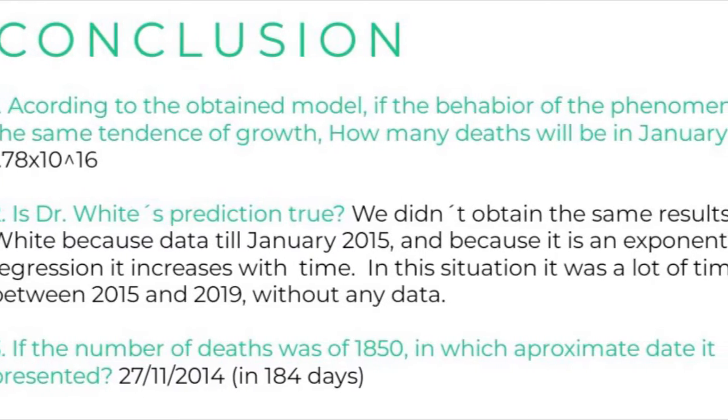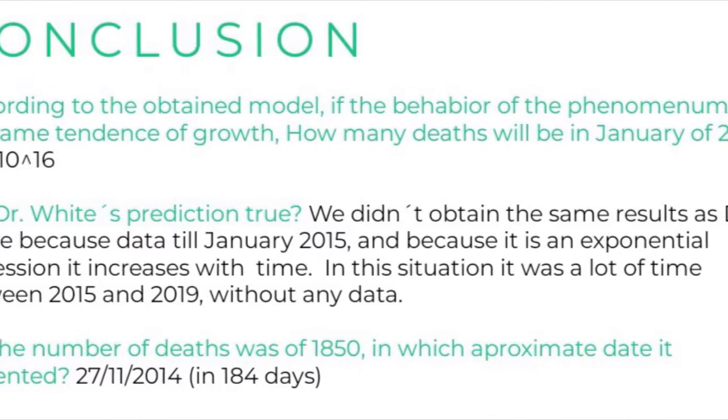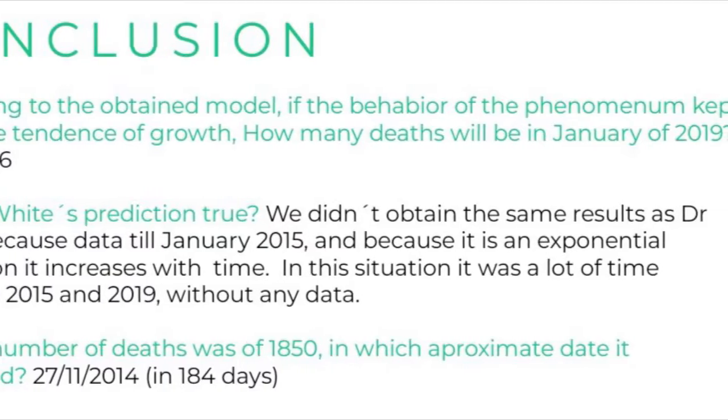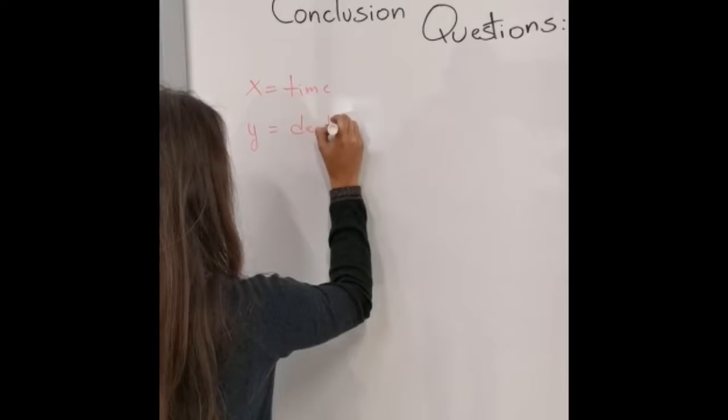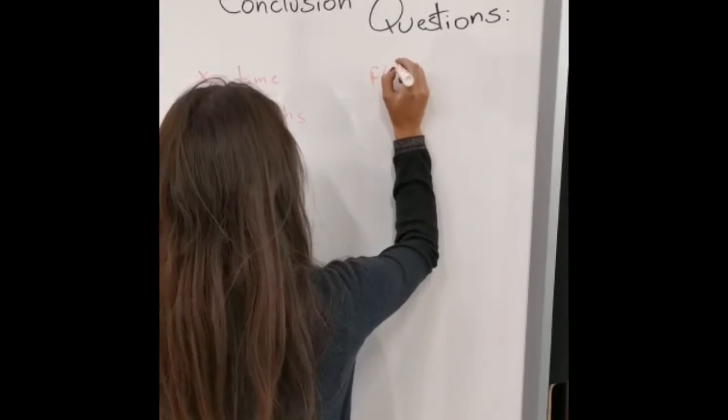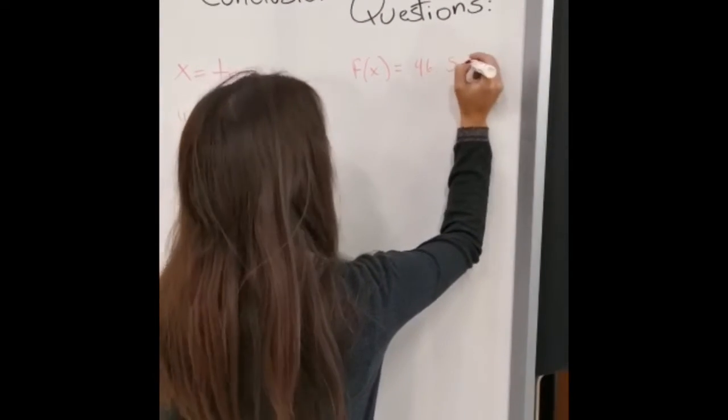For the conclusion, we will need to answer these 3 questions, and we're going to explain them. Conclusion questions, we will start having our variables. X is the time and y is the deaths. And now we're going to put our function.